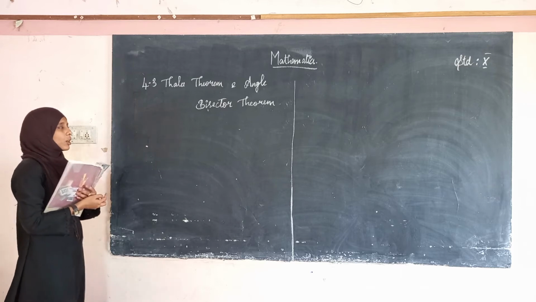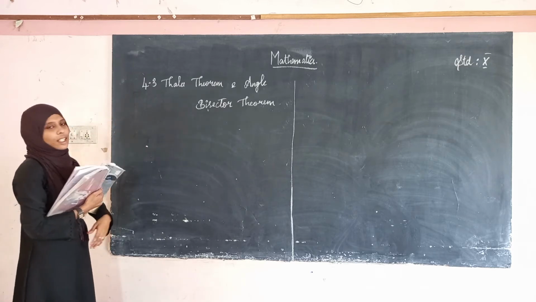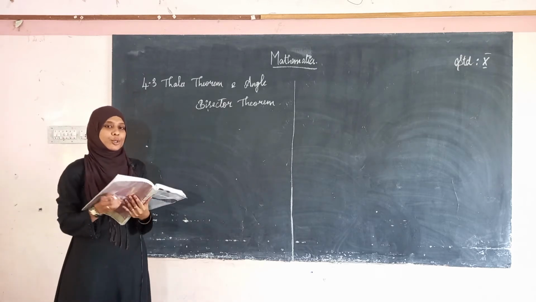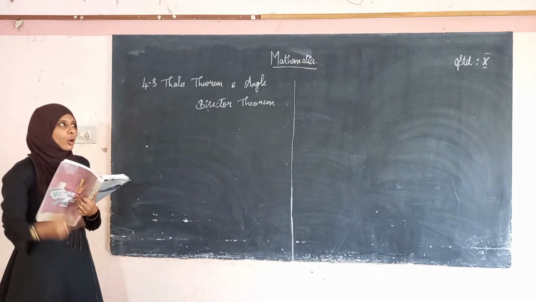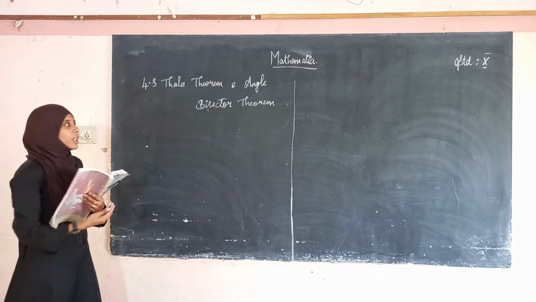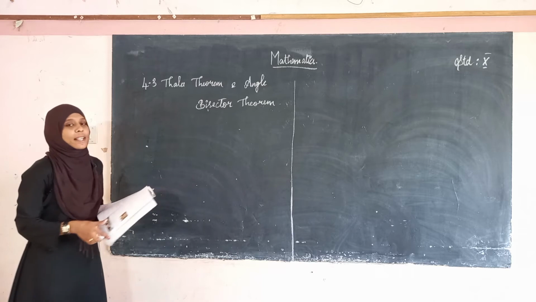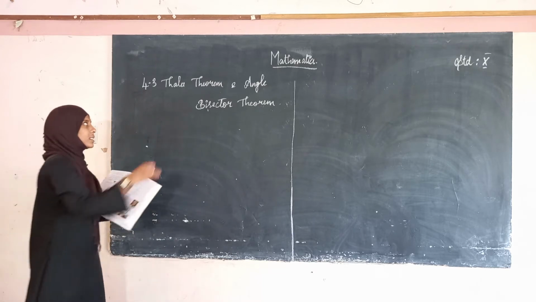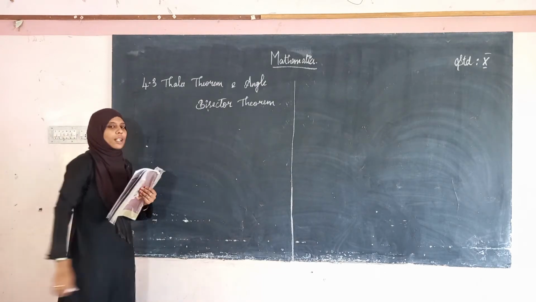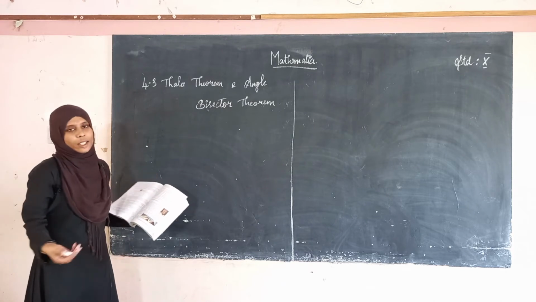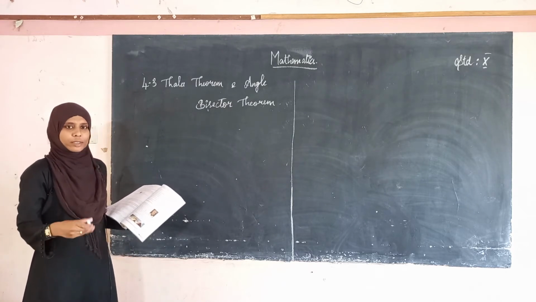So in today's class we are going to see 4.3, that is Thales theorem and angle bisector theorem. Those are two important theorems of this chapter. Thales theorem is also called the basic proportionality theorem, and we are going to see the converse of those theorems.